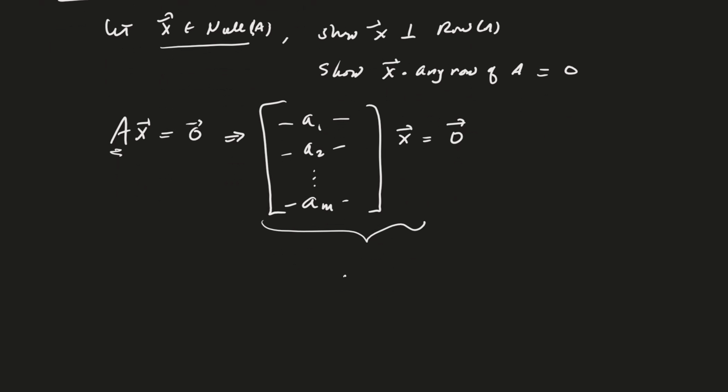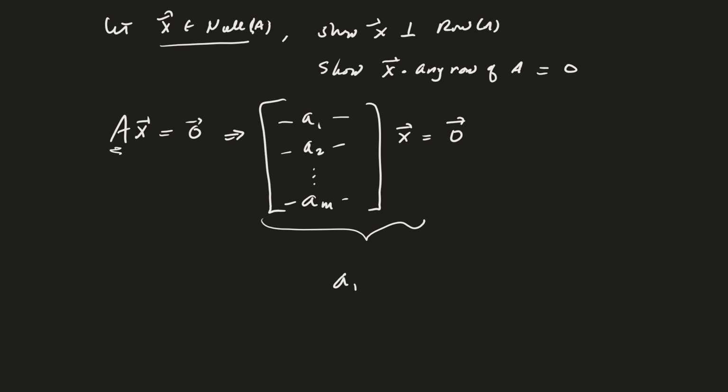And so what happens when you take this product now? This is just shorthand, and I should probably put a vector over the top of that. These are row vectors, right? That's what these little lines are for. This is a row vector times x is equal to 0, which means that the dot product of the first row with x is equal to 0. And similarly, the second row dotted with x must be 0, and so the mth row dotted with x must also be 0.